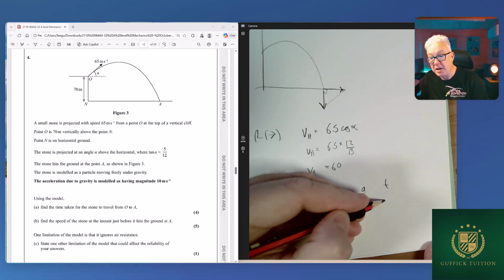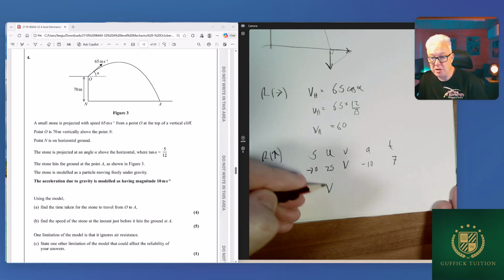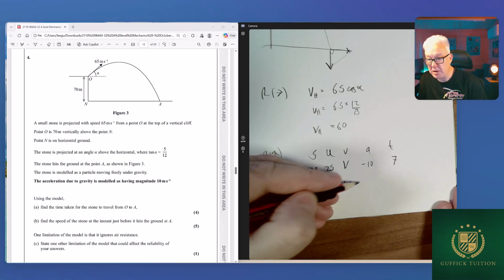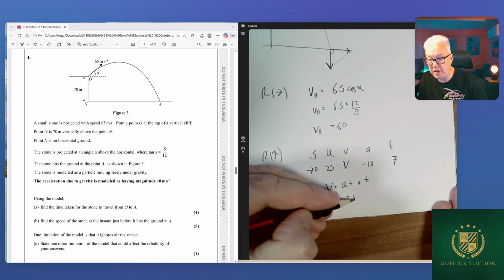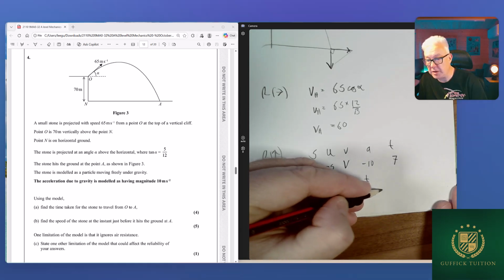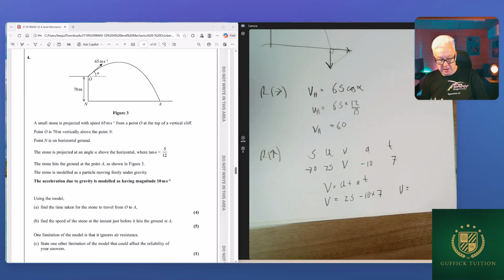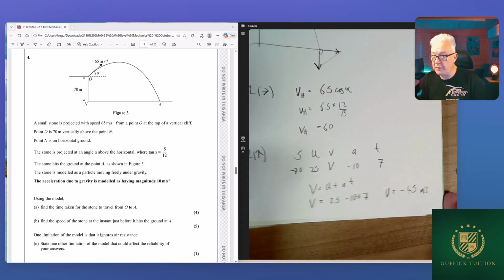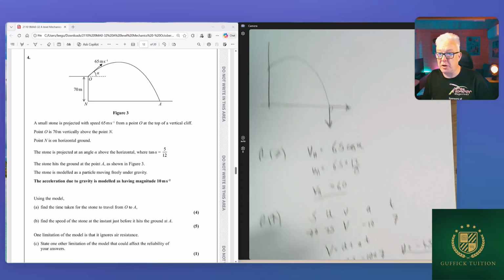A is minus 10. T, we do know it's 7 seconds, so we're kind of spoilt for choice here. So I'm going to say let's use V is equal to U plus AT. We're trying to find out V. We know that U is 25, we know the acceleration is minus 10, and we know that T is 7. So therefore V is going to be 25 minus 70, so we have minus 45. Which means it's traveling at 45 meters per second, but in the opposite direction to which it was projected. So we now have our vertical and our horizontal components of the velocity.